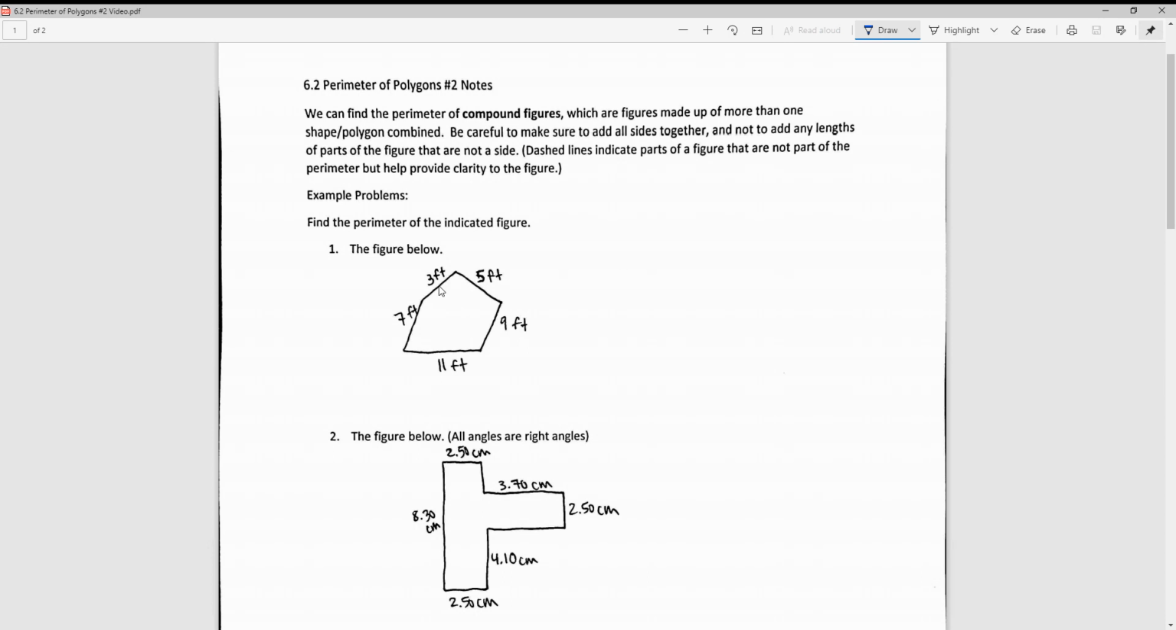So for this first problem, our polygon does have 5 sides. That would be a pentagon. And all 5 sides are marked. So if I want to find the perimeter of this pentagon, I just add all the sides together. Order is not important because when you add numbers together, the order in which you add them does not change your answer. So if I add all of those numbers together, I get that the perimeter of that polygon is 35 feet.